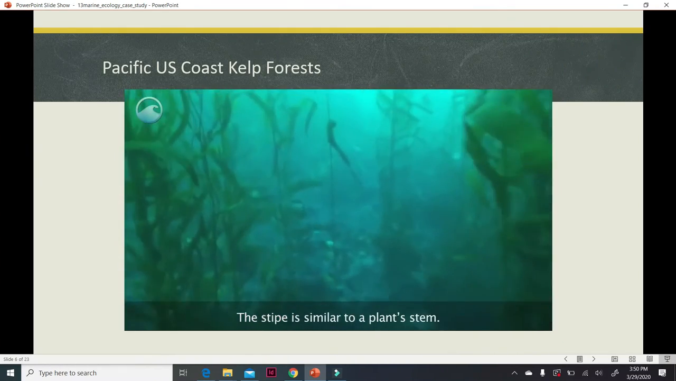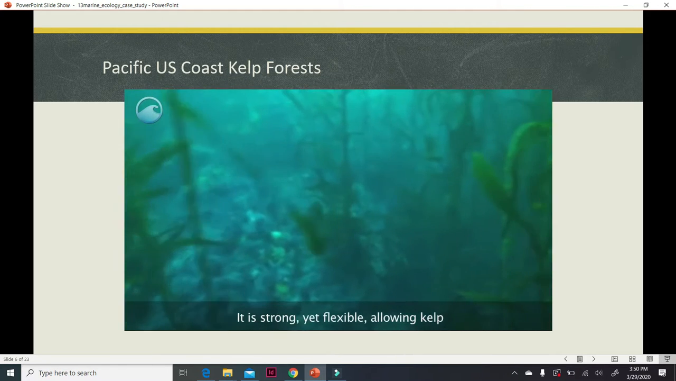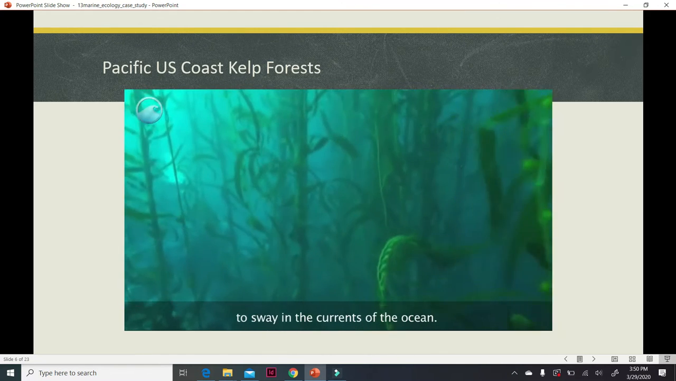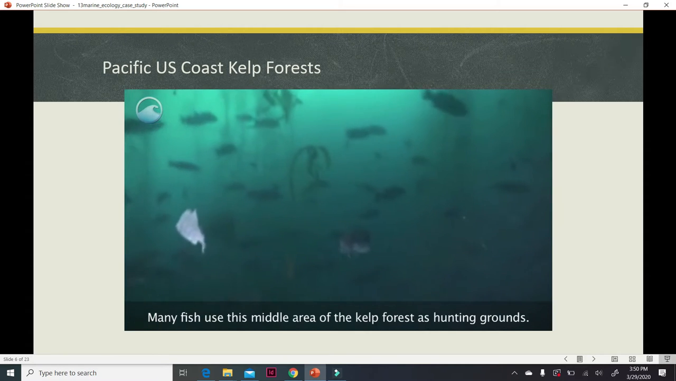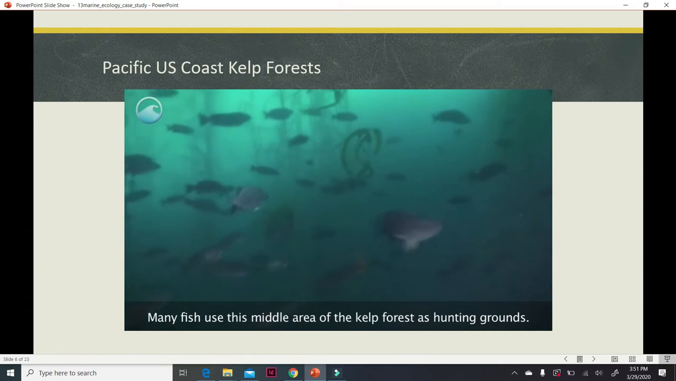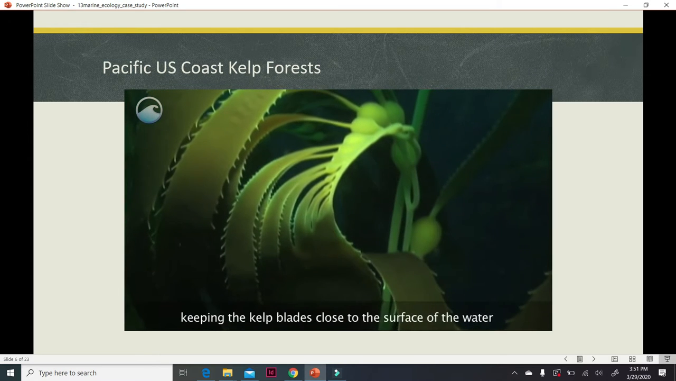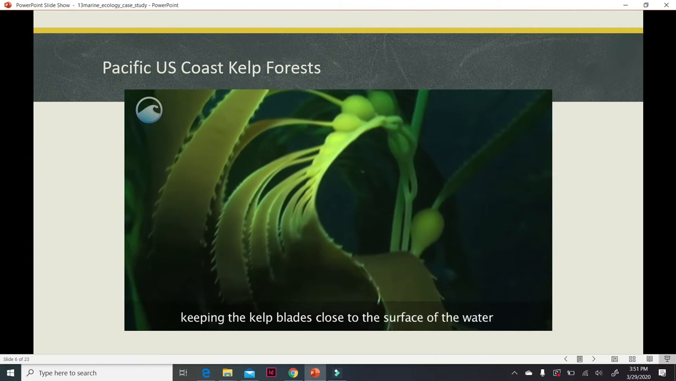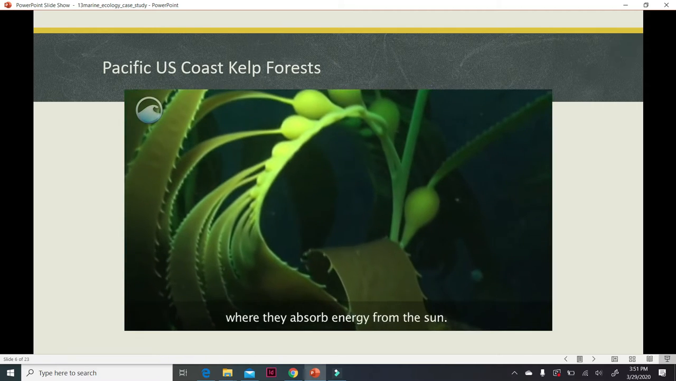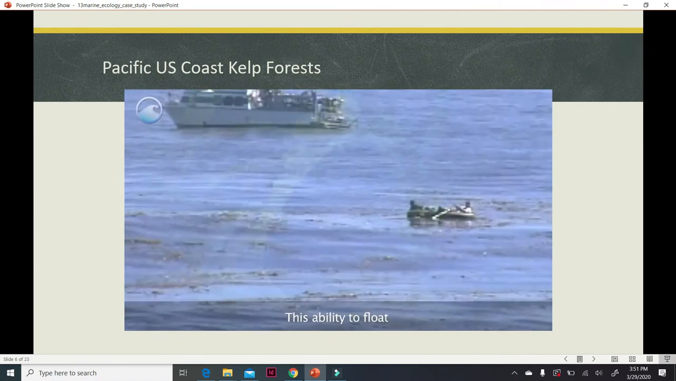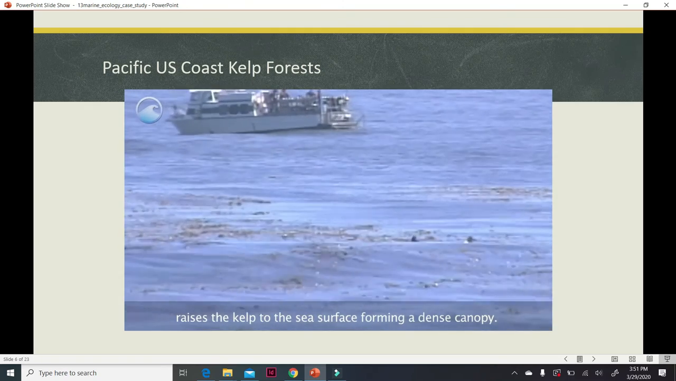The stipe is similar to a plant's stem. It is strong, yet flexible, allowing kelp to sway in the currents of the ocean. Many fish use this middle area of the kelp forest as hunting grounds. The blades contain a special gas which acts like a float, keeping the kelp blades close to the surface of the water where they absorb energy from the sun. This ability to float raises the kelp to the sea surface, forming a dense canopy.